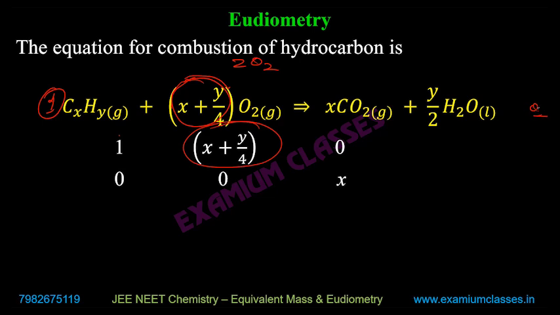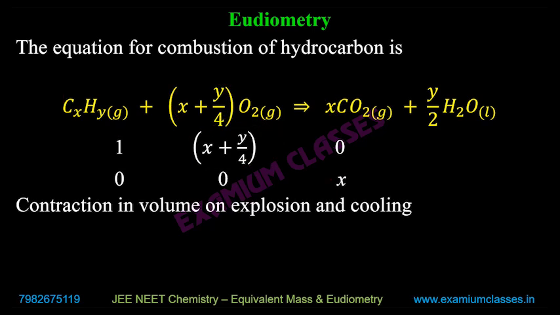That is something you will get absorbed in pyrogallol. As per the balanced reaction, initially if there were x plus y/4 moles of O2, then there will be no moles of O2 after reaction because all the moles will be consumed. And we will get x moles now of carbon dioxide. So that's the balanced reaction we will use.